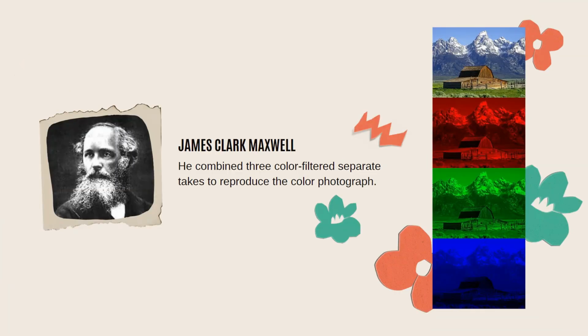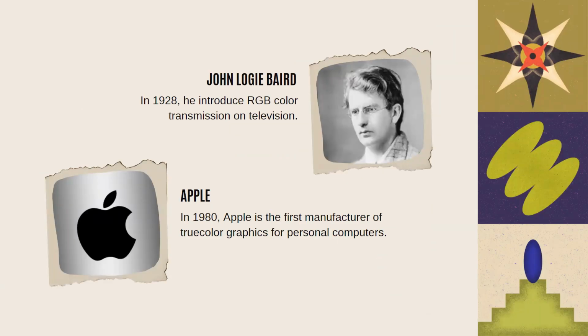RGB, introduced by Sir James Clerk Maxwell. So, he combined these three colors, three-color filtered separate takes to reproduce the color. Bale, nag-start siya sa photography. Nag-try siya na ipag-combine yung mga filters, which is yung blue, yung green, tsaka yung red. And nag-result siya ng colored na photograph. So, in 1928, si John Logie Baird introduced RGB color transmission on television. Sa London yun naganap. So, yun yung first na colored TV in the world.